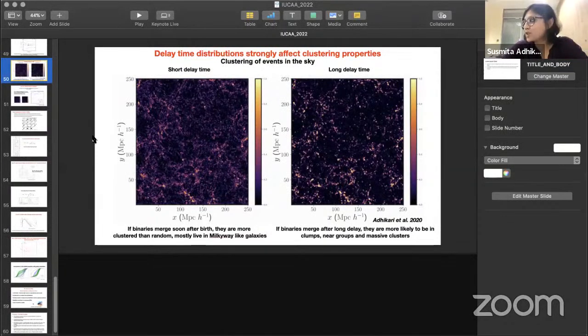Yes, absolutely. For the short GRB analysis that we have done, we have marginalized. So we did one version with just the cosmic star formation history.